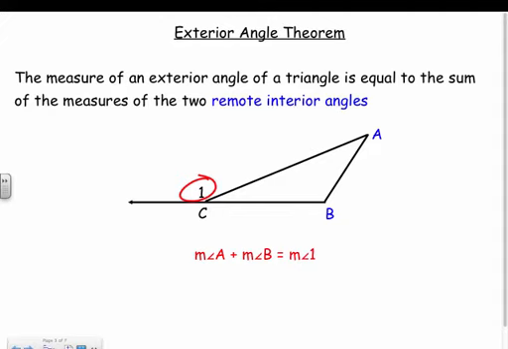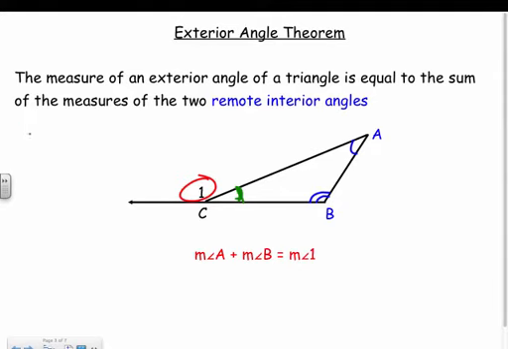Well, my two remote interior angles are A and B. Remote interior, we call those. Okay, they're away from the exterior. And if I think about this, angle 1 and this angle right here, angle ACB, don't those add up to 180? Well, this green angle, along with these two blue ones, don't those all add up to 180? So if I think about this, 1 should equal A and B, right? Because they both add up with that green one to get 180.